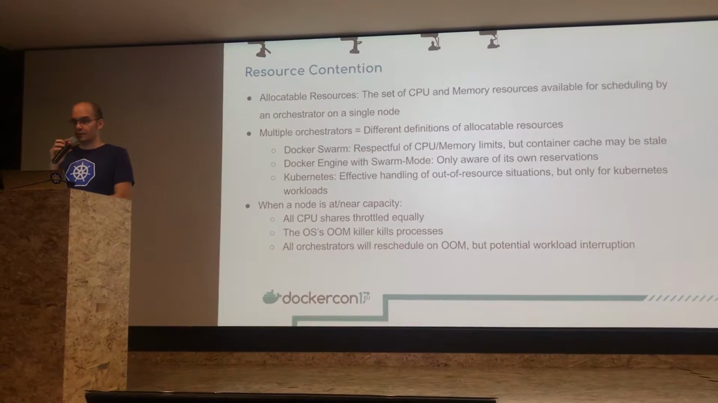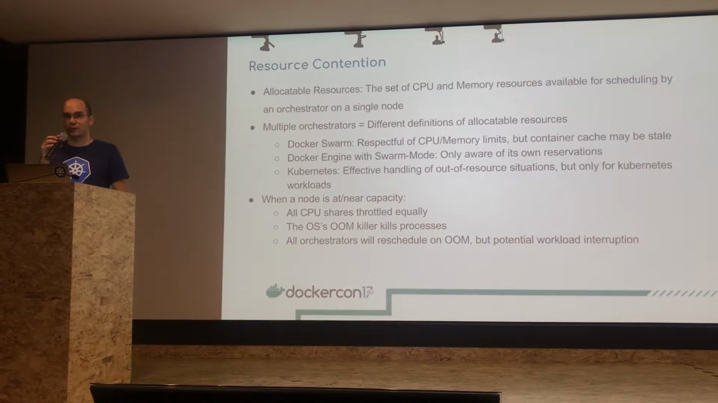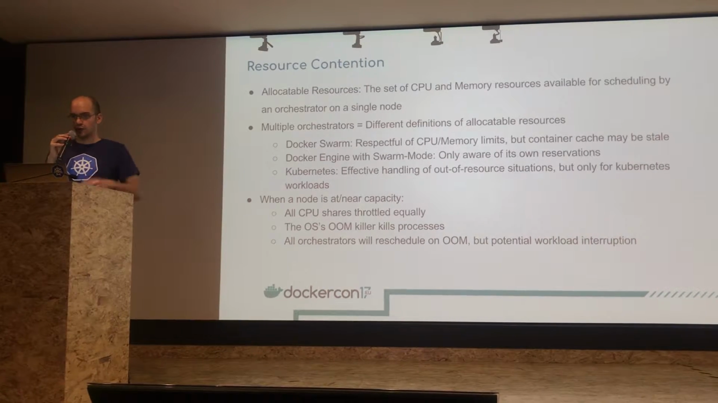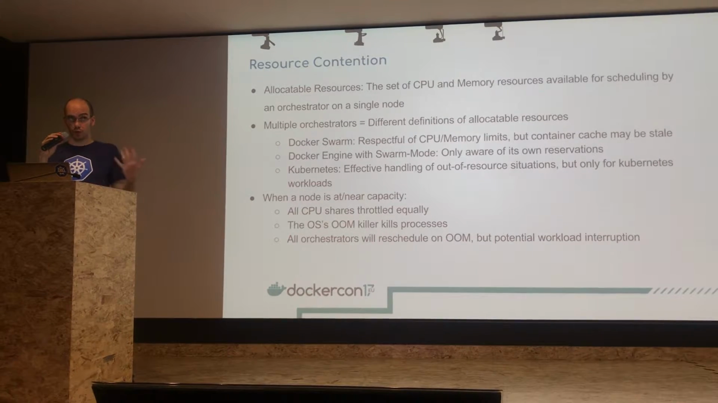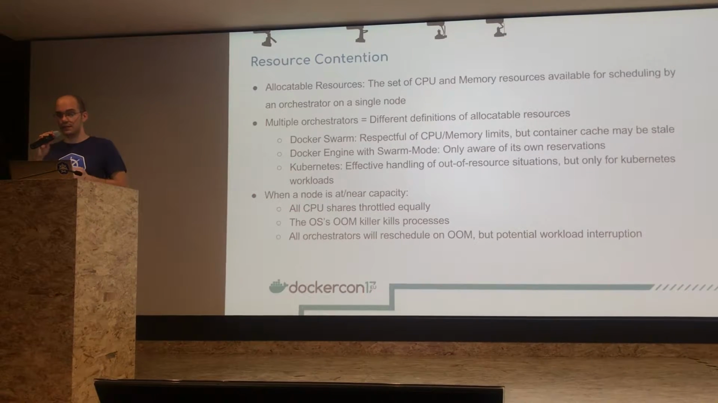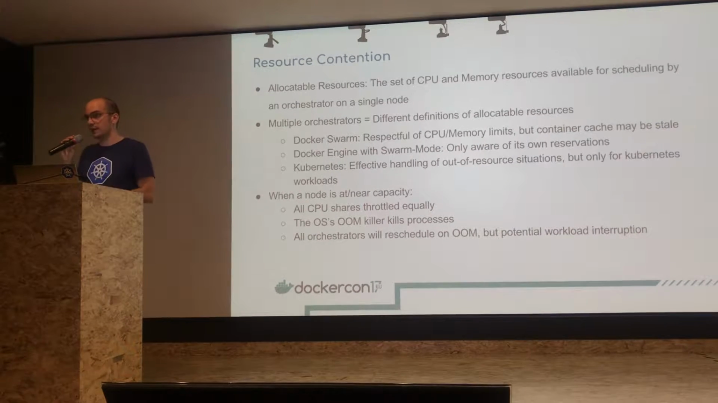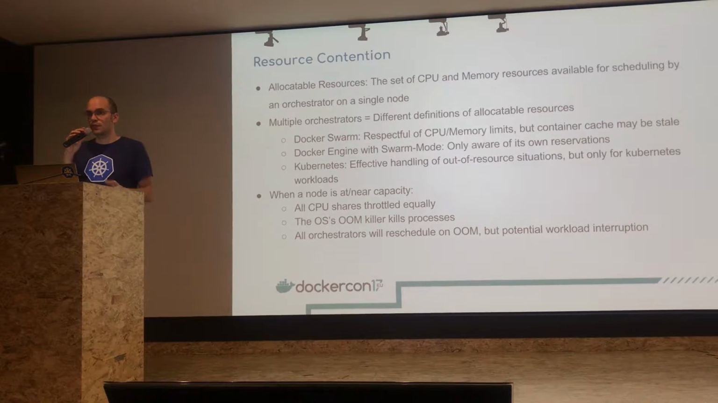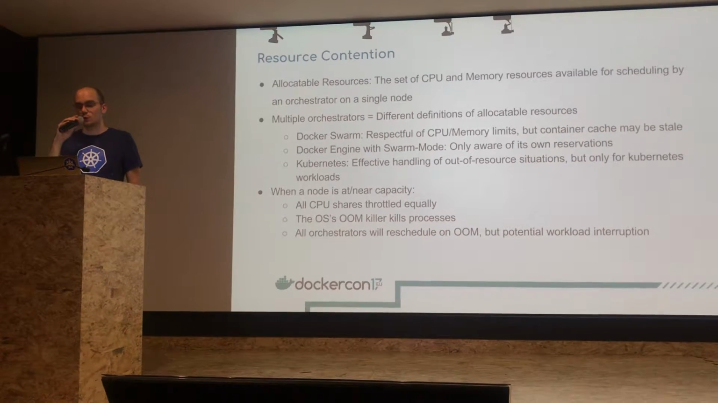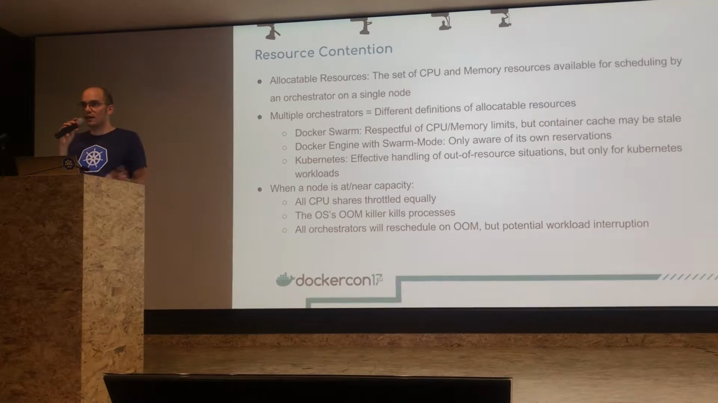So what happens is Docker Swarm, out of the 3 orchestrators we have, is actually the most respectful of other orchestrators because it looks at its entire cache for workloads and will respect existing CPU and memory cgroup limits. But that container cache may temporarily be stale in some circumstances, so there's a 10 to 20 second interval where Docker Swarm might actually schedule a container on a node that does not have the resources to support that.